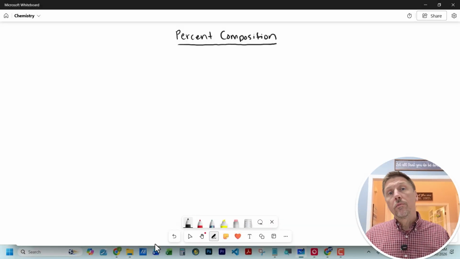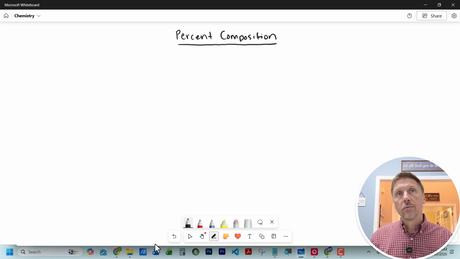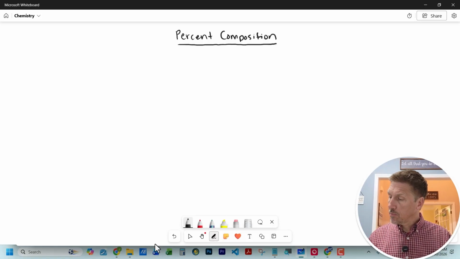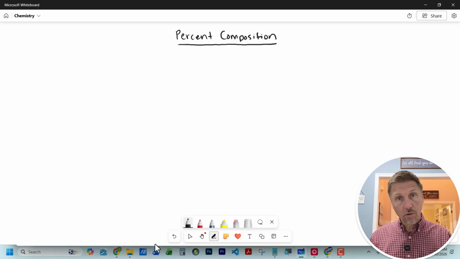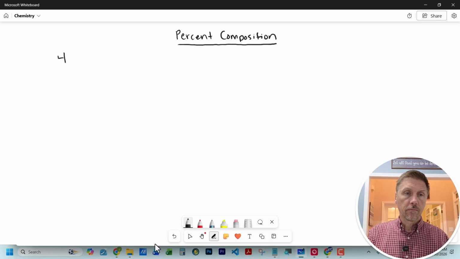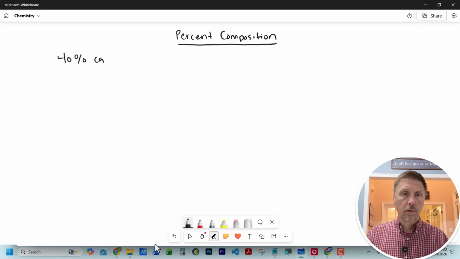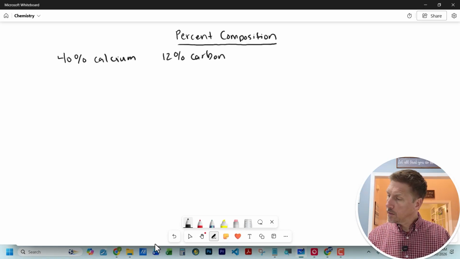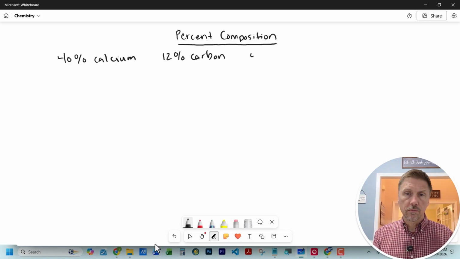All right, there's one more way that we find the empirical formula, and that's when we're given the percent composition of a substance. And so example 8.6 is a problem we're going to walk through to make sure that we understand how to do that. They tell us that a substance is found to be 40% calcium, and 12% carbon, and then finally 48% oxygen.